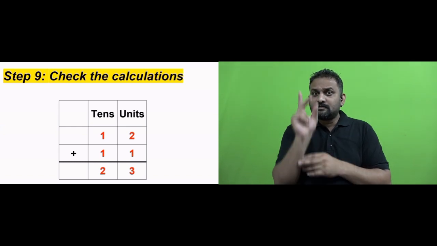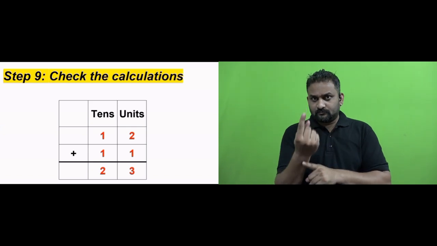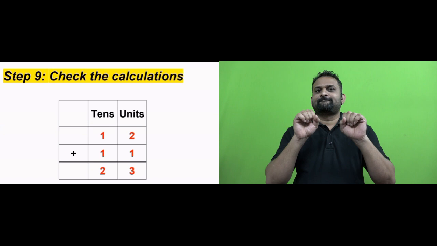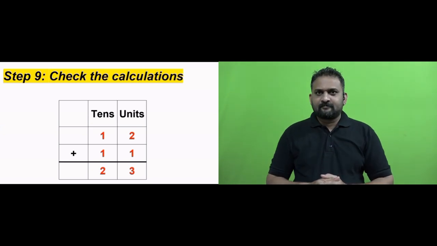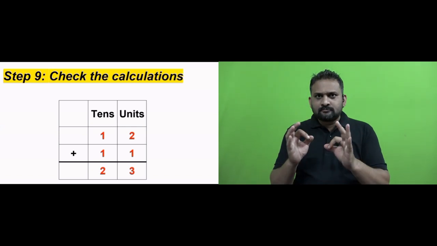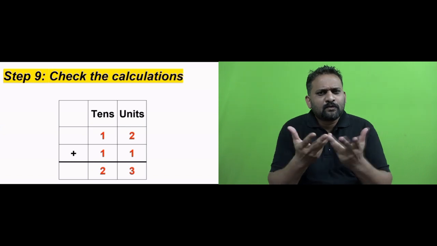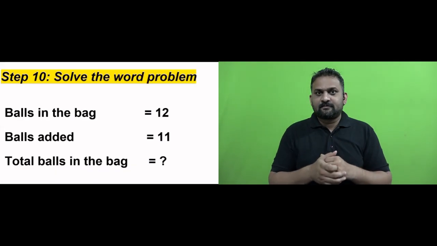Now let's check the calculations in the tens place. 1 plus 1 equals 2. Yes, we've got it. Our answer is correct. We've checked our calculation to be doubly sure. What's the next step then? That's it, yes. Step 10.